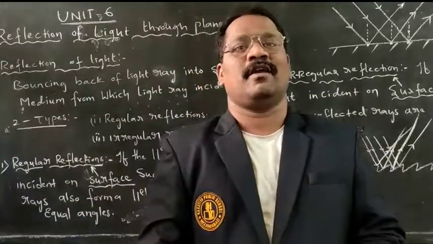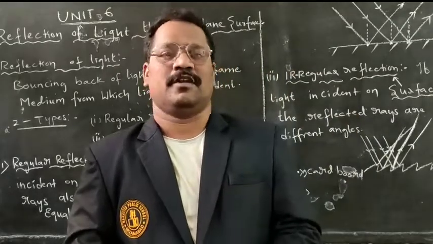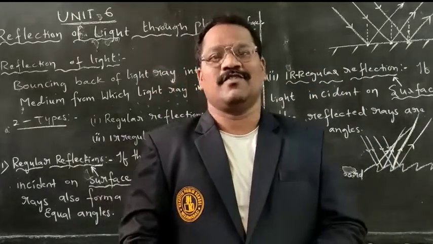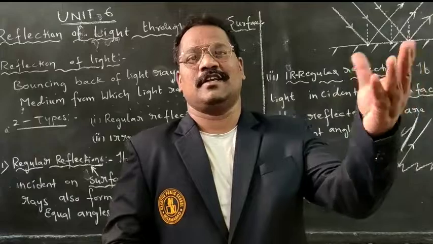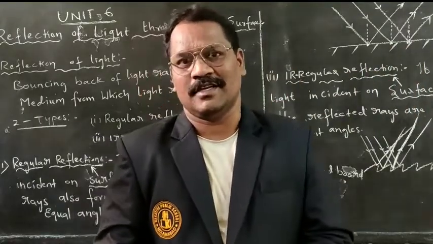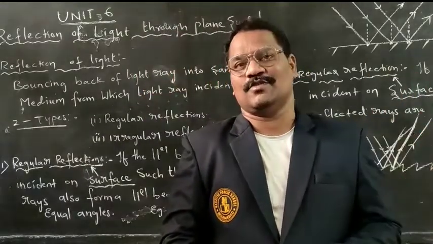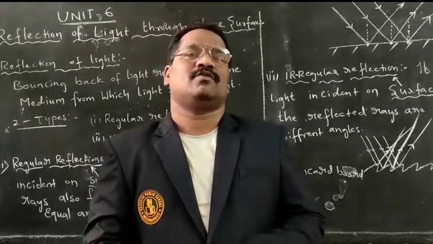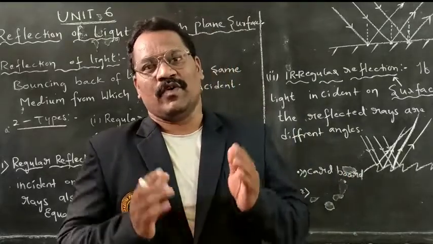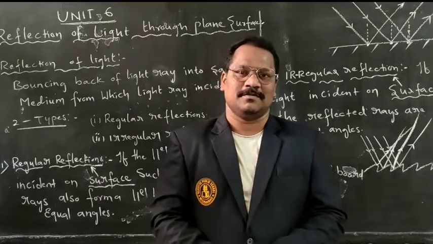Before going to the particular topic, let me recapitulate what we have studied in the previous class. We have studied about light. What is light? A form of energy which causes the sensation of vision is called light. Different types of sources also we have discussed, such as luminous sources, non-luminous sources, and man-made sources. Artificial sources are called man-made sources. Within them, hot body sources as well as cold body sources also we have discussed.